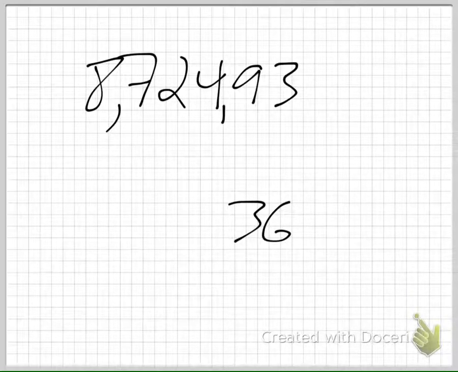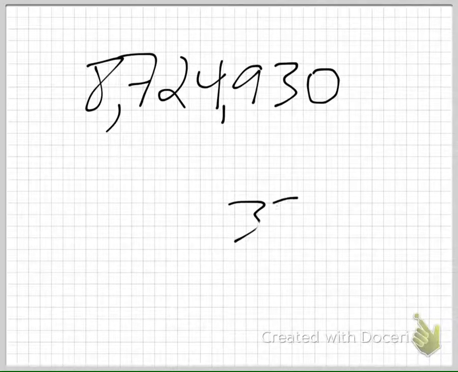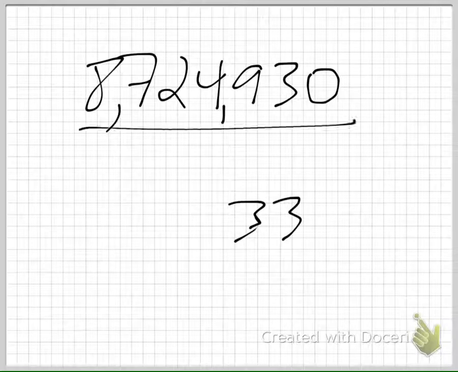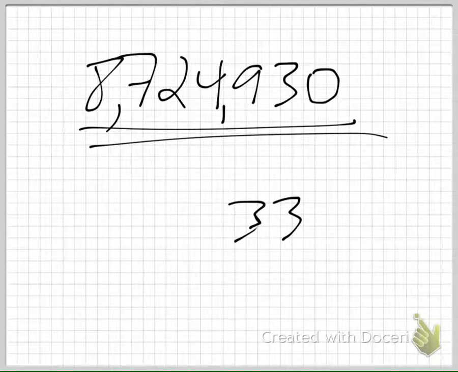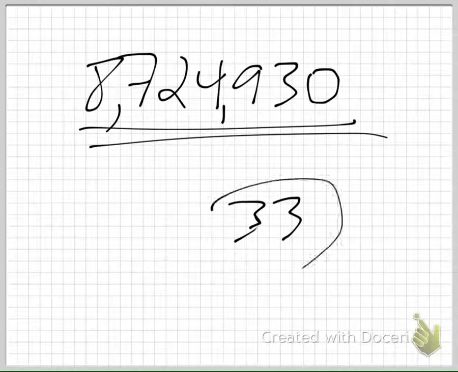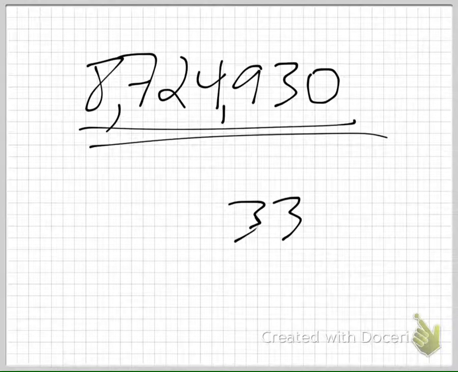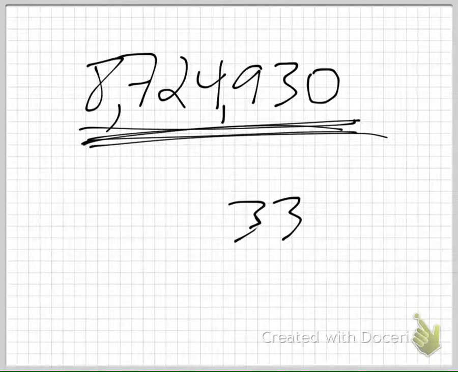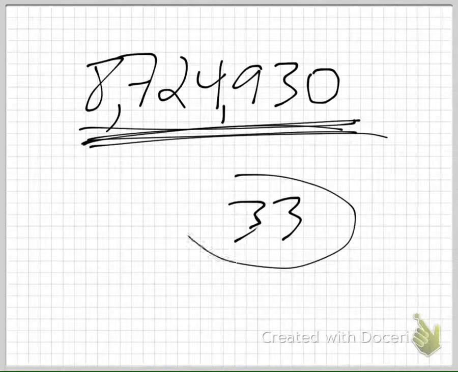But just because it's divisible by 3 does not mean it's divisible by 9. If all of a sudden this was a 0 here, that means that this would add up to 33. Is this number divisible by 3? Yes. How do you know? Because 33 is divisible by 3. When you add it up, 33 is divisible by 3. That makes it divisible by 3. Is this number divisible by 9? No. Why not? Because, be specific, 33 is not divisible by 9. Right? Does it all make sense?